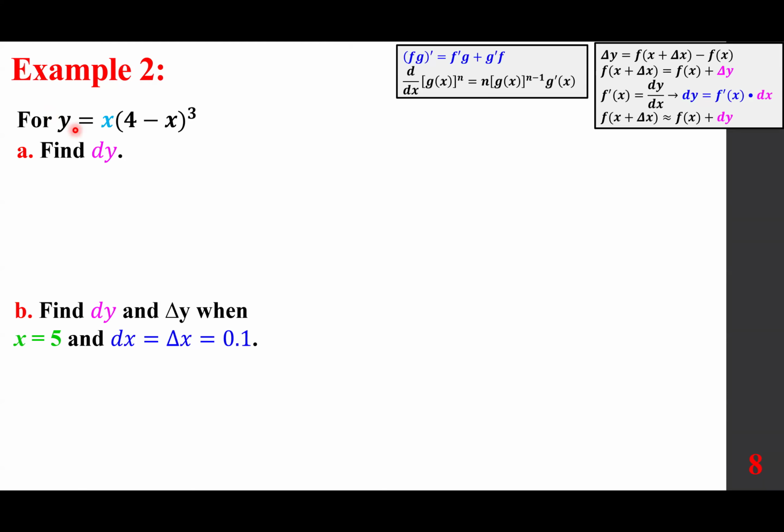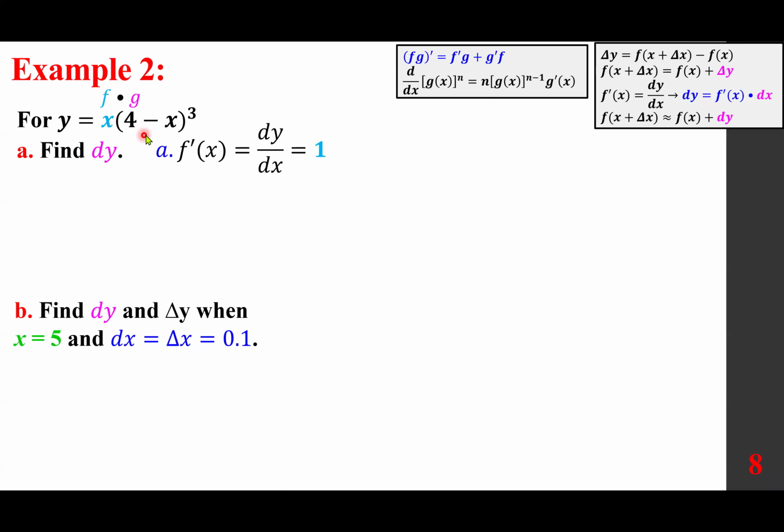So for this example, y equals x times 4 minus x quantity cubed. We want to find dy again. And never mind the dy, let's find the derivative, y prime or dy dx. To find dy dx, we're going to differentiate this using the product rule. So this is f times g. Therefore, we need f prime g plus g prime f. F prime is just 1.